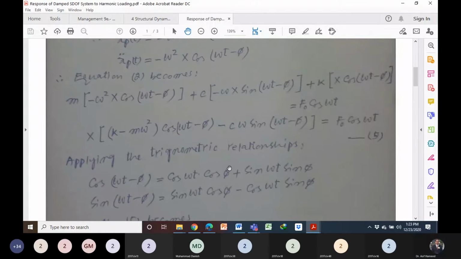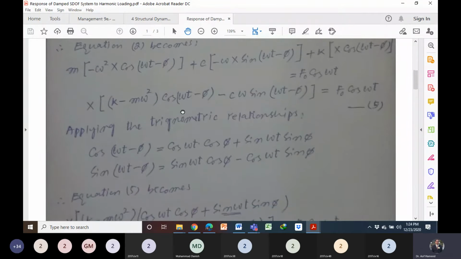Then we can simplify this expression. We have cosine of omega t minus phi with the mass and cosine of omega t minus phi with the stiffness, so we can combine the first and the third term. So (k minus m omega square), capital X is in all these three terms, so we can write it outside. Then we can combine this term and this term: (k minus m omega square) multiplied with cosine of omega t minus phi, and this term as it is, minus c omega sine of omega t minus phi. On the right hand side, we have F naught cosine of omega t.